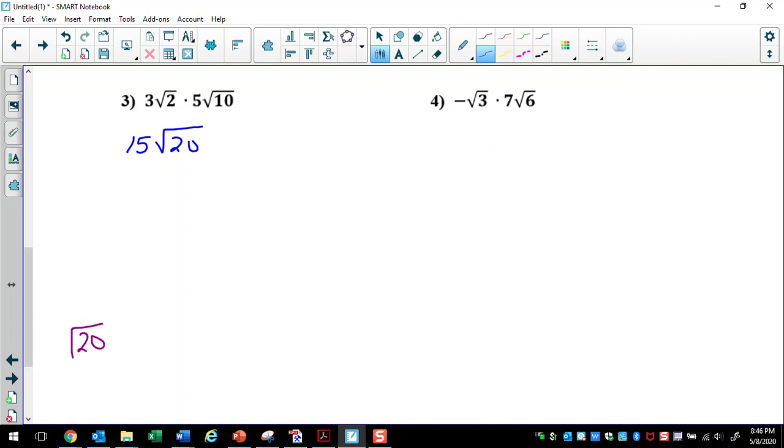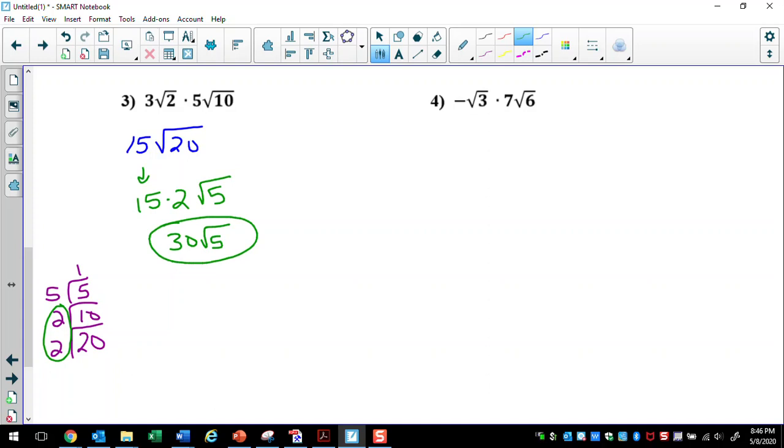So now I can simplify my 20. 2 can go in 10 times. 2 can go in 10 5 times. 5 is one of our prime numbers, so it can be divided by 5 one time. And then I've got a pair of 2's. So I'm going to bring my 15 down times one pair of 2's. And then I have a 5 left over. 15 times 2 is 30, radical 5. Done.